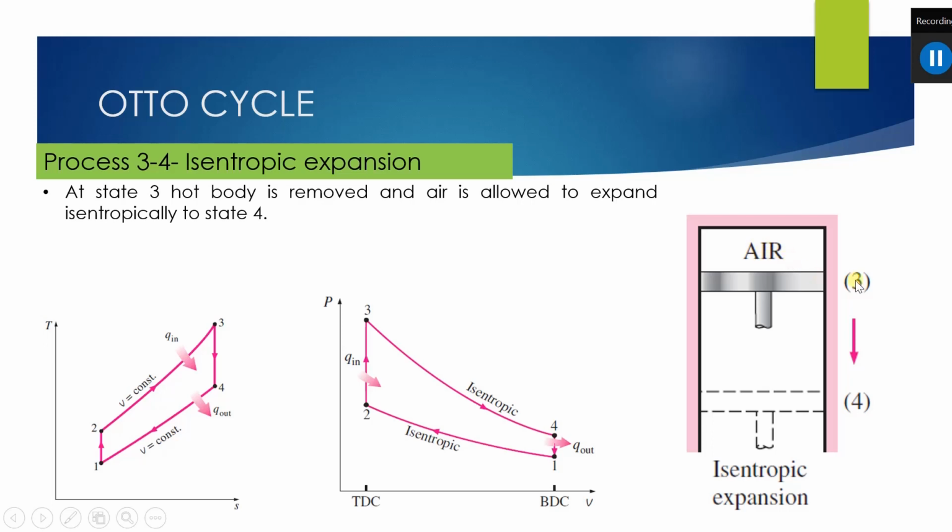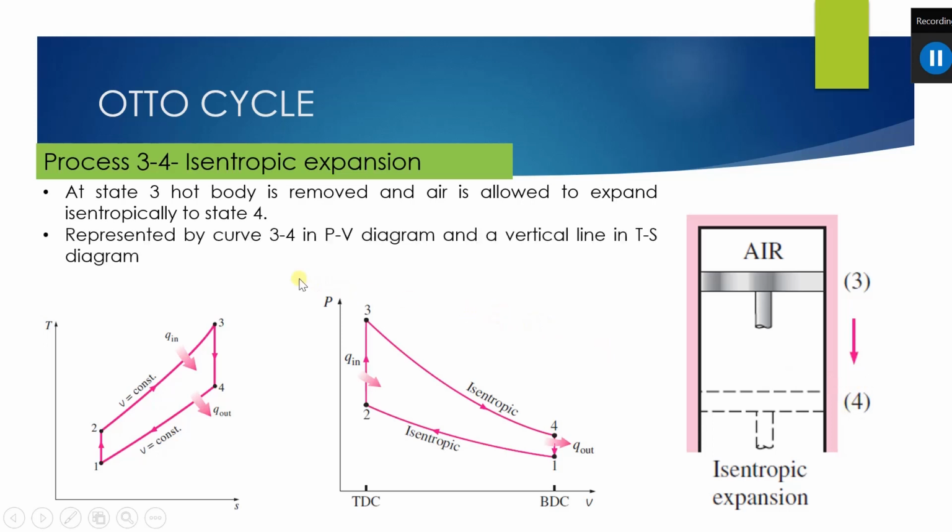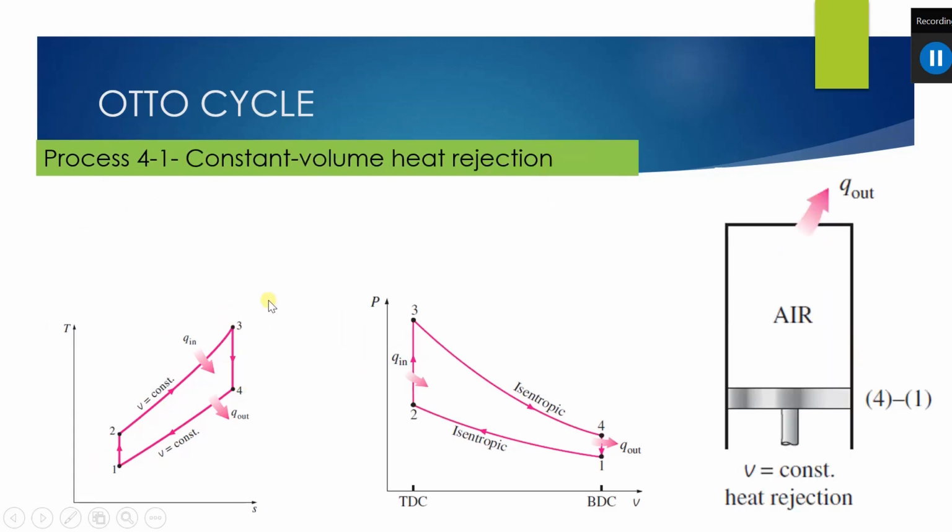Because of this expansion, the volume increases and the pressure decreases. It is shown in the PV diagram as curve 3 to 4. This is isentropic expansion, and when it reaches state 4, this process stops. It is represented in the TS diagram as 3 to 4, where the entropy remains constant and the temperature decreases from T3 to T4.